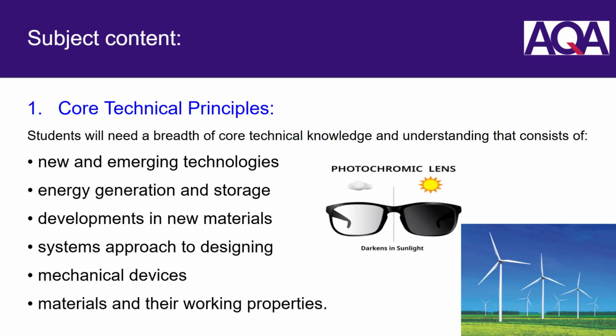So let's look at what the content is. So that first section was core technical. So this includes a breadth of core technical knowledge to the subject. Things like new and emerging technology, sort of smart materials, energy generation and storage, developments in new materials, systems approach to designing, mechanical devices, and materials and their working properties.